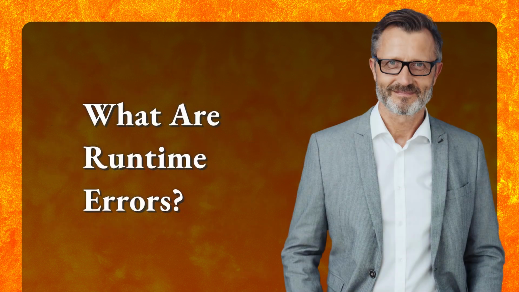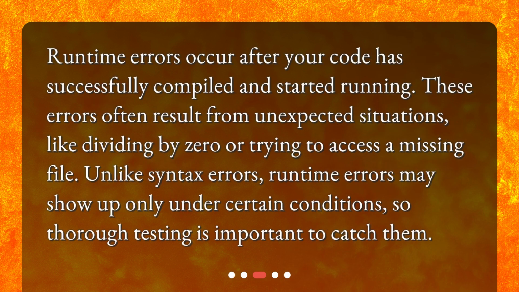What are runtime errors? Runtime errors occur after your code has successfully compiled and started running. These errors often result from unexpected situations, like dividing by zero or trying to access a missing file. Unlike syntax errors, runtime errors may show up only under certain conditions, so thorough testing is important to catch them.